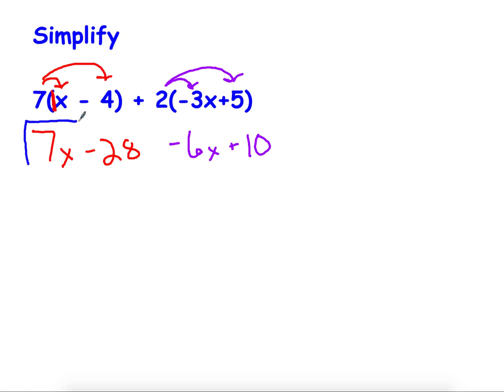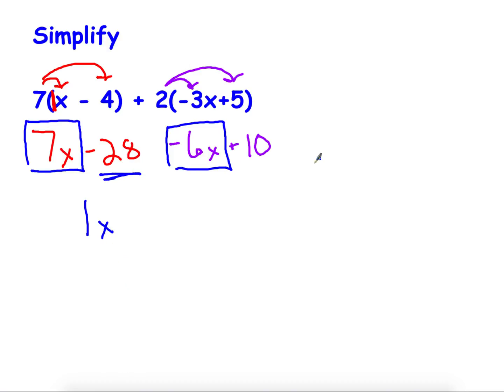I'm going to look for which ones have the variable. I have a 7x. I have a negative 6x. Positive 7, negative 6. So when I do 7 minus 6 here, combining these two boxes, 7 x's and 6 negative x's, I'm left with just 1x.